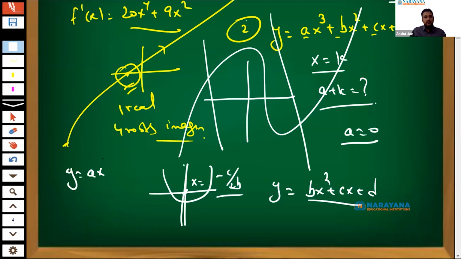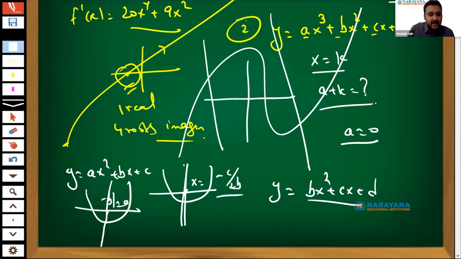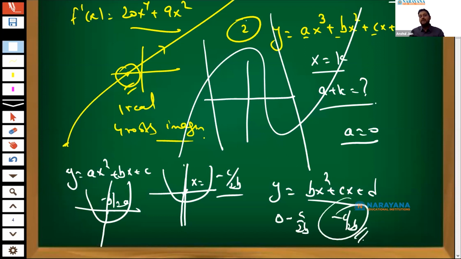If I'm saying y equal to ax square plus bx plus c, Suraj will get it now. Suraj, if I'm drawing this quadratic equation, what will be the vertex? Minus b by 2a. I'm drawing this line here. Now you can see this is symmetric about this line. It is the mirror image. So k will be minus c by 2b. The answer will be a plus k, which is 0 plus minus c by 2b, so it is minus c by 2b.